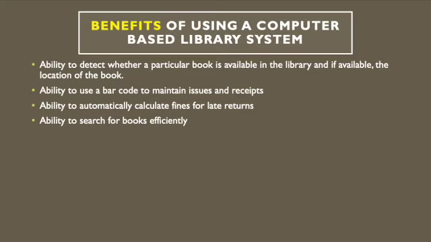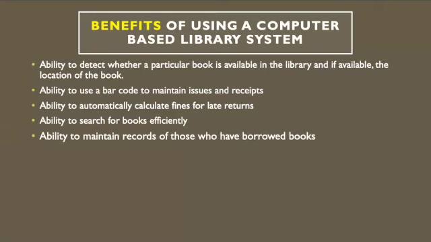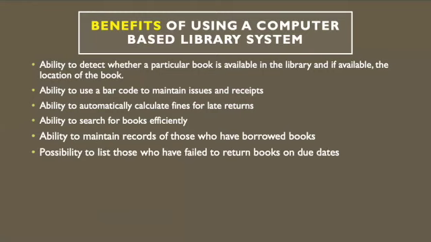Ability to search the book efficiently. So if you type the name, like in the earlier case, that girl typed chemistry, it shows what chemistry books are available and in which place, so we can see how efficiently we are searching. Again, ability to maintain the record of those who have borrowed the books, so we can easily maintain the list of how many people have borrowed books.